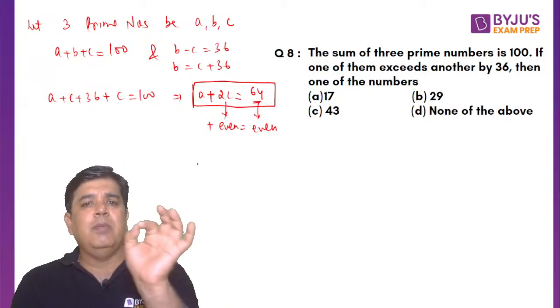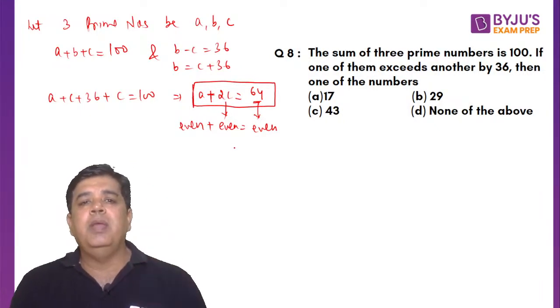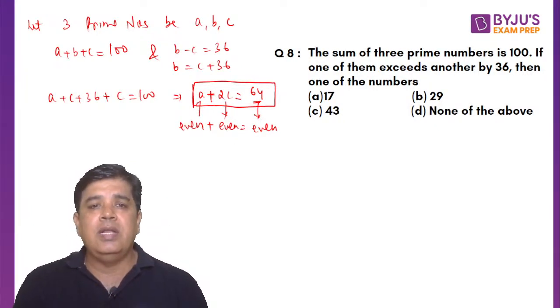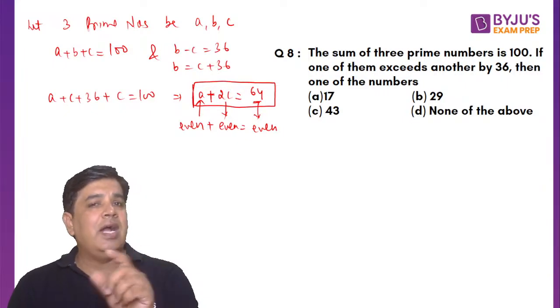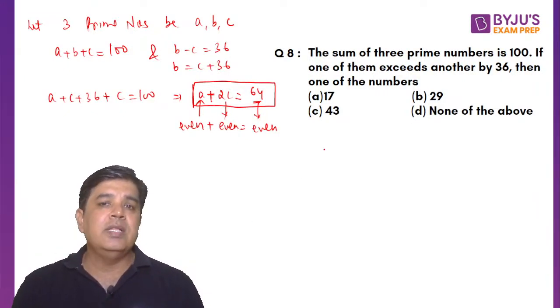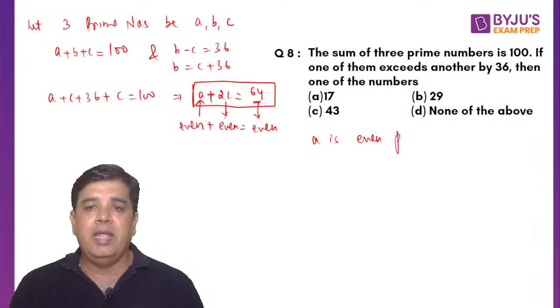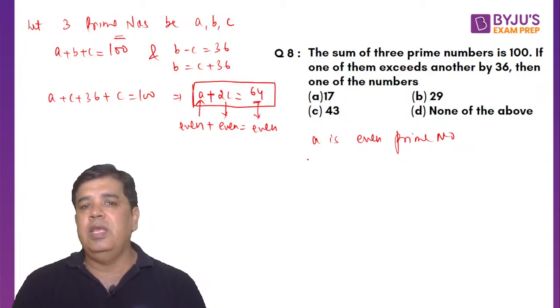So something plus even is even. So the only possibility is that A should be an even number. Unless A is even, we can't get this whole answer 64 as an even answer. So it means A is an even prime number. A is prime also and it is even also.